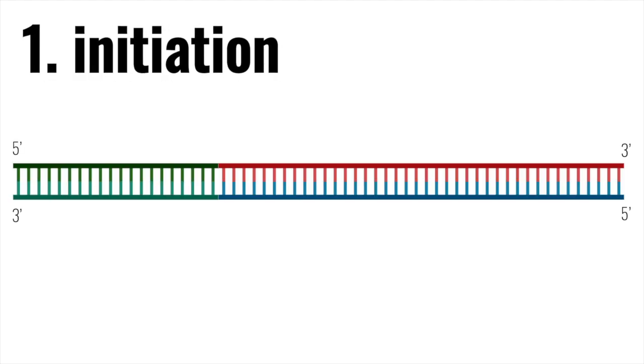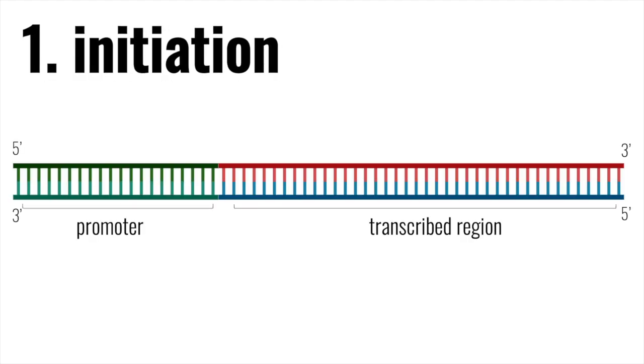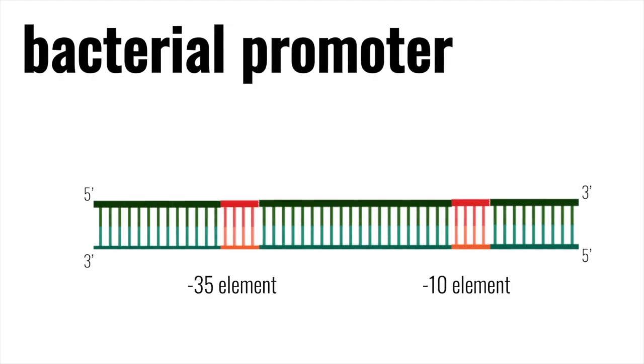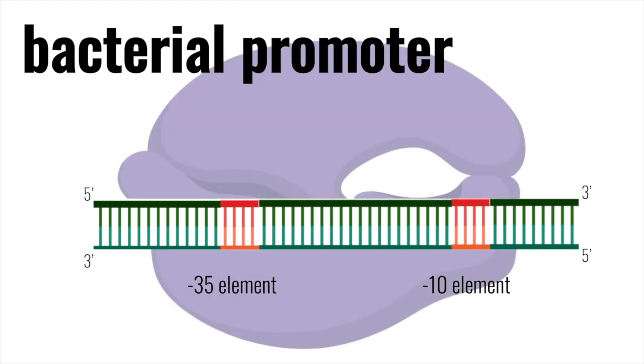In the initiation stage, RNA polymerase binds to the sequence of DNA called a promoter that's found at the beginning of a gene. So each gene, or often a cluster of genes, has its own promoter. But bacteria and eukaryotes have different types of promoters. So a typical bacterial promoter has 2 important DNA sequences called the -10 and -35 elements. RNA polymerase recognizes and binds directly to these sequences. The sequences position the polymerase in the right spot to start transcribing a target gene, and they also make sure that it's pointing in the right direction.